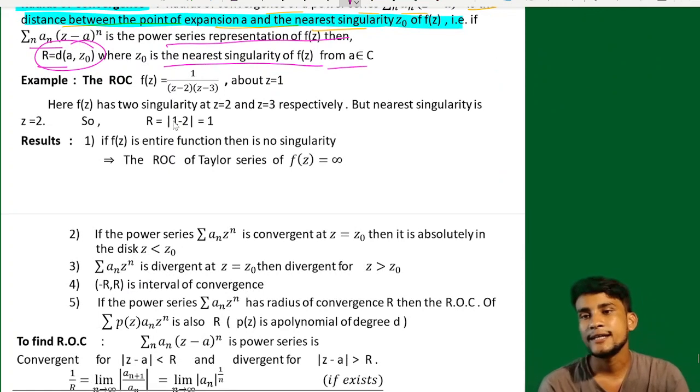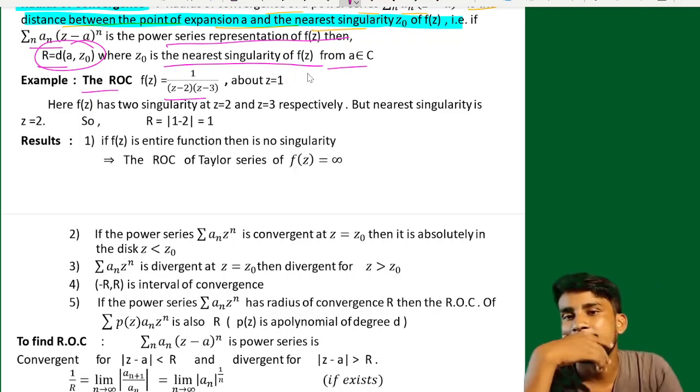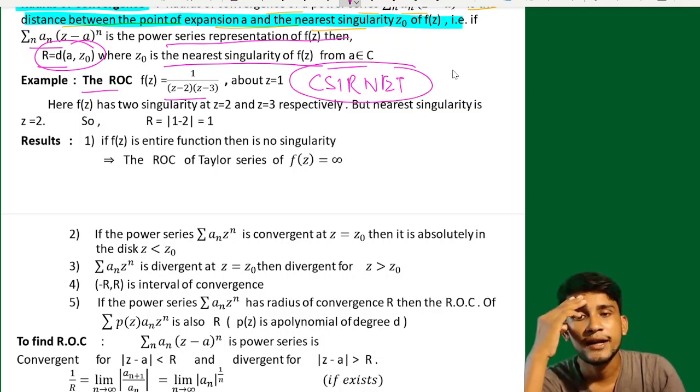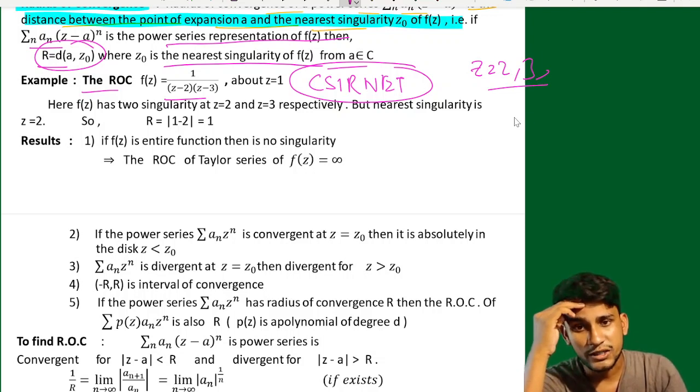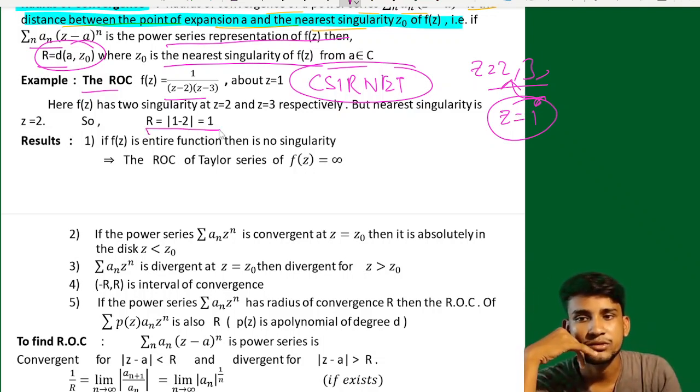Example: the radius of convergence of f(z) equal to 1 by (z minus 2)(z minus 3) about z equal to 1. This is a problem from CSIR NET. The singularities are z equal to 2 and 3, and the point of expansion is z equal to 1. The nearest singularity from 1 is 2, so the radius of convergence is mod of 1 minus 2, which is equal to 1.